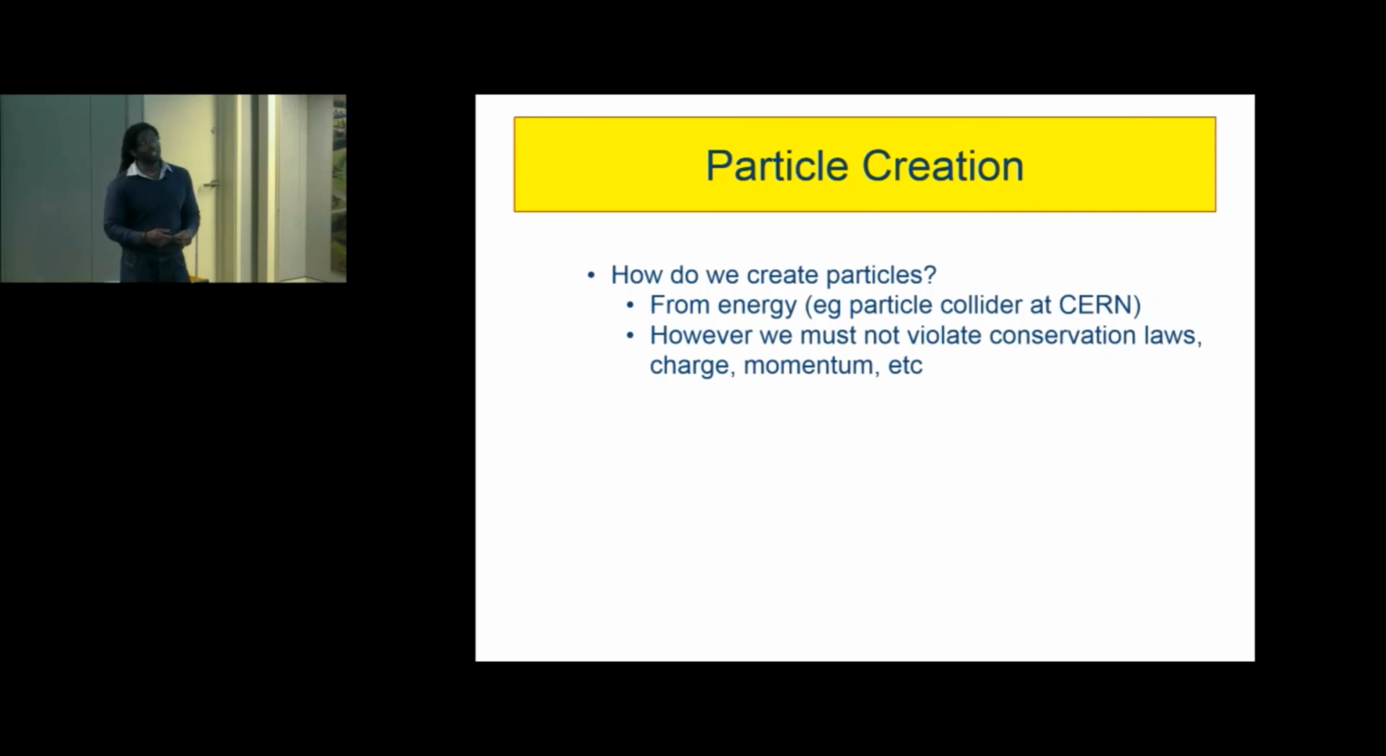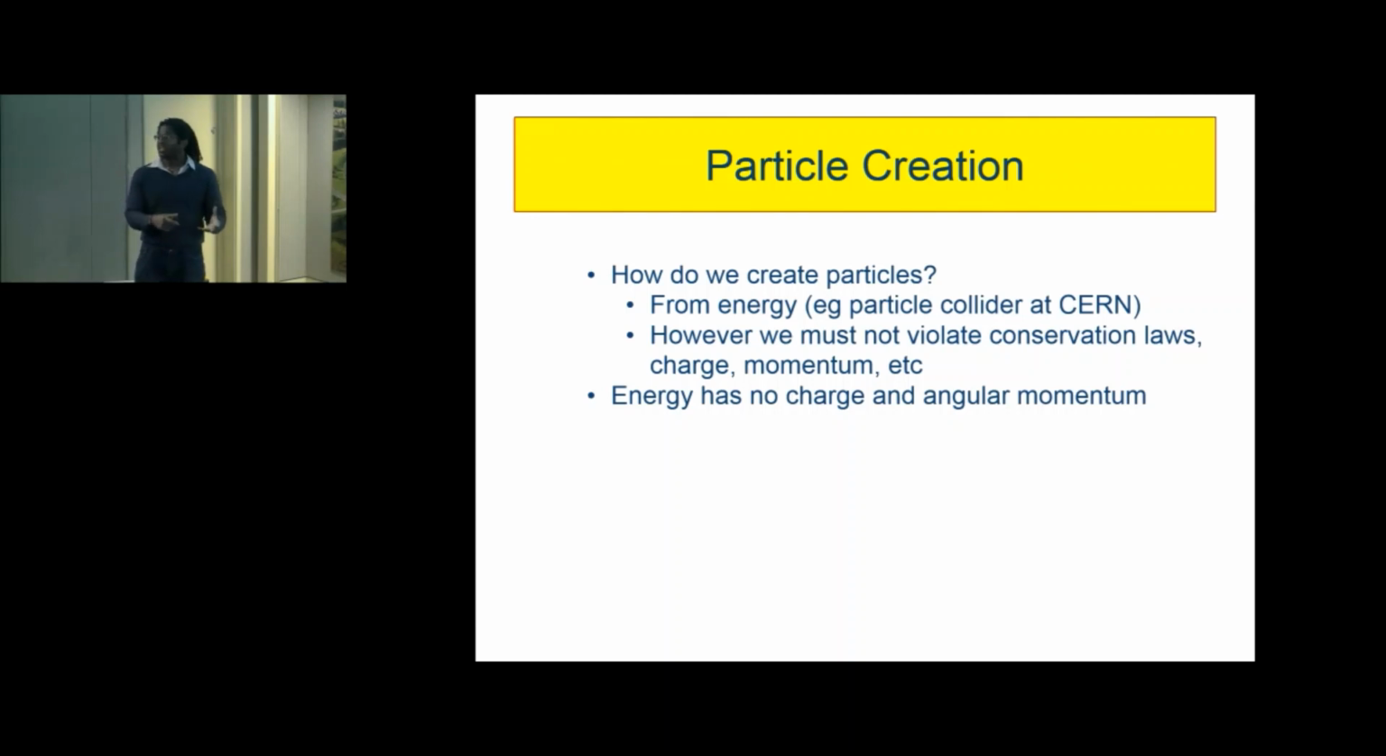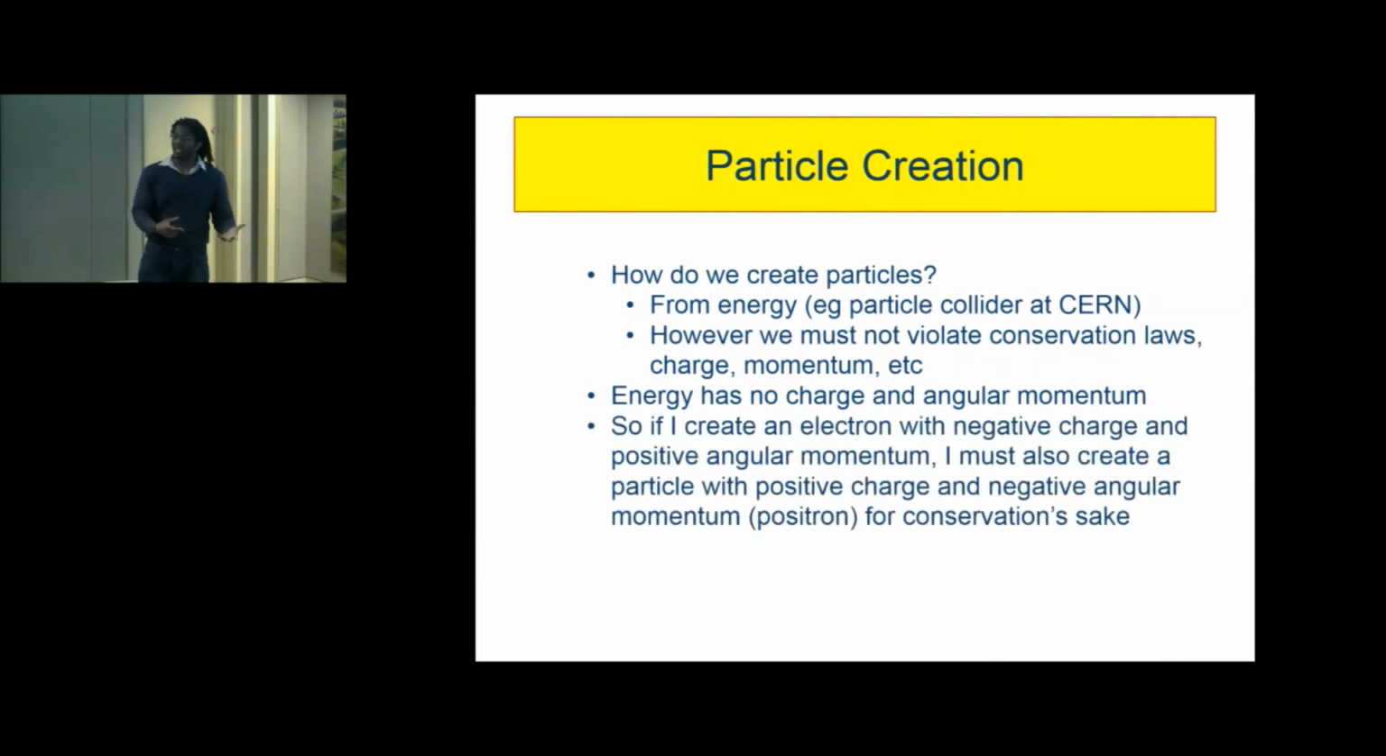Well, we create them from energy at colliders like CERN. However, like we say, we've got these conservation laws. We mustn't violate these conservation laws like charge, momentum, etc. So from energy, which we want to create these particles from, we know the starting point, energy doesn't have charge, doesn't have angular momentum. So I've got to finish with a state that doesn't have charge and doesn't have angular momentum. So if I was to create an electron, I know an electron has negative charge, it has internal angular momentum, internal what we call spin.